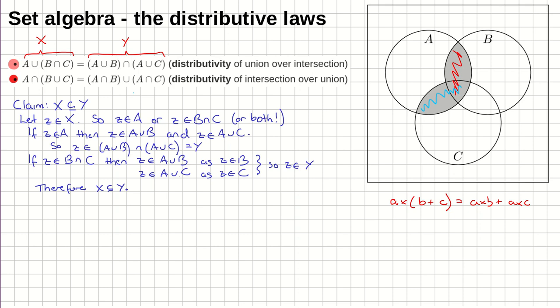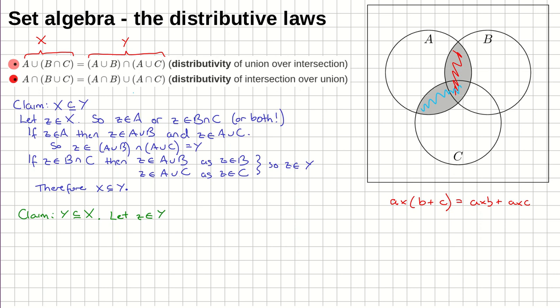Okay, I've done half of my job. I've shown that X is a subset of Y. Let's now do the other subset relation. So my new claim is that Y is a subset of X. Okay, how do I do this? Well, we're going to do the same kind of argument. We're going to start off by picking an element of Y and then showing that that element must be in X as well. So let's have an element again called Z, which is going to be in Y.